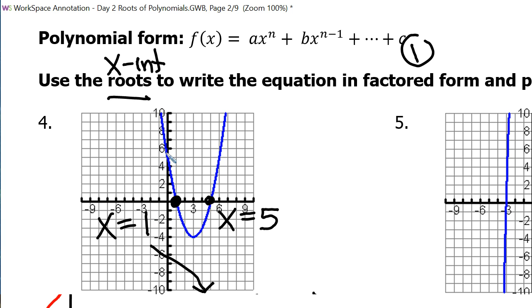And for the second x-intercept, this is a positive 5, I need to make sure it's a minus 5. So when you go from the x-intercept to the factored form, make sure you change the sign. So that's our first answer. I'll put it number 1, so you recognize this is my factored form, because it has the parentheses.